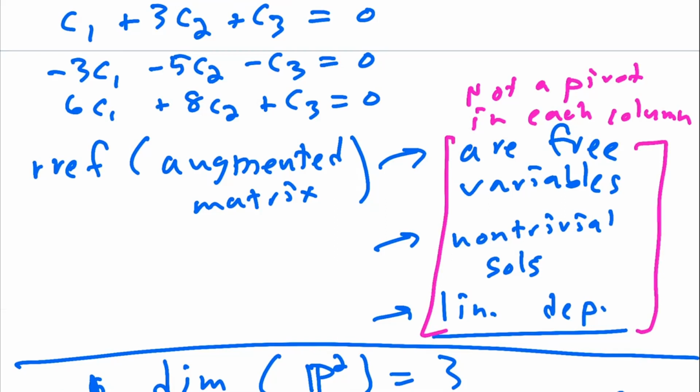Rather than just saying, oh, there's not a pivot in each column, that's good enough, I'm done now. It's important to communicate these links. Does that make sense? I want to make sure that we have those links in our brains. Laura, does that help? Are there any questions about that one?